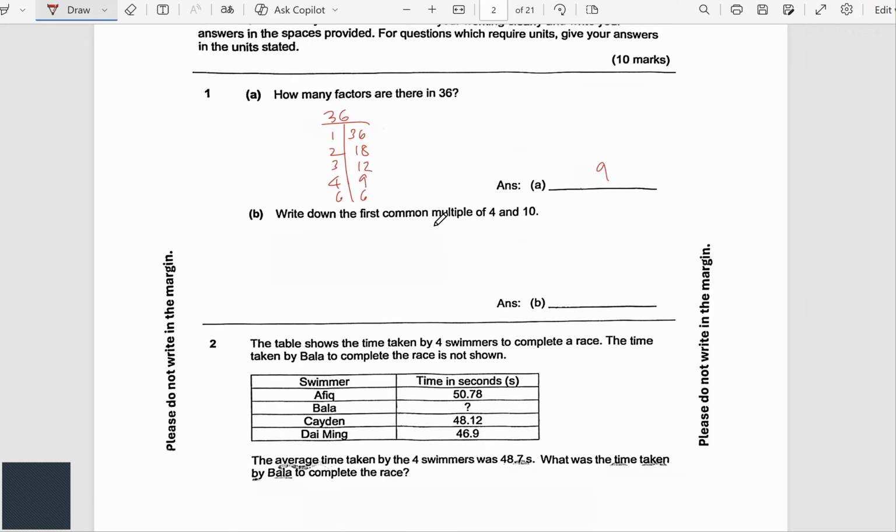Write down the first common multiple of 4 and 10. So if you were to list down multiples of 4, then multiples of 10, you realize that the first multiple that is the same would be 20.